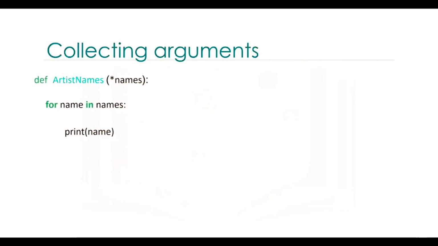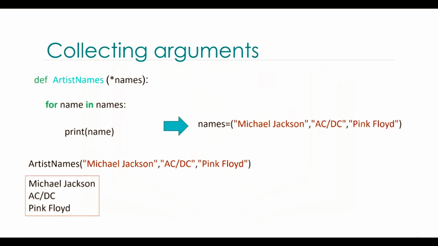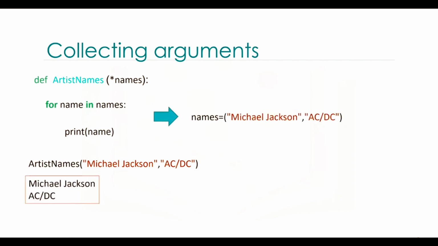Variadic parameters allow us to input a variable number of elements. Consider the following function. The function has an asterisk on the parameter names. When we call the function, 3 parameters are packed into the tuple names. We then iterate through the loop. The values are printed out accordingly. If we call the same function with only 2 parameters as inputs, the variable names only contain 2 elements. The result is only 2 values are printed out.